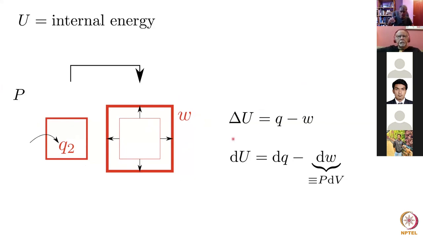So the change in the internal energy of our sample is the amount of heat we put in minus the amount of work done. And then you express this in differential form that dU is equal to dQ minus dW, where dW is the work done against the pressure surrounding this object. So that is the definition of internal energy.